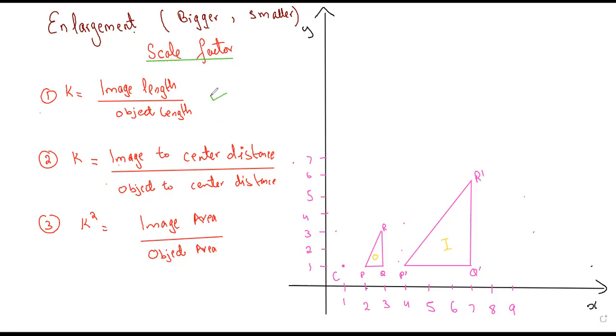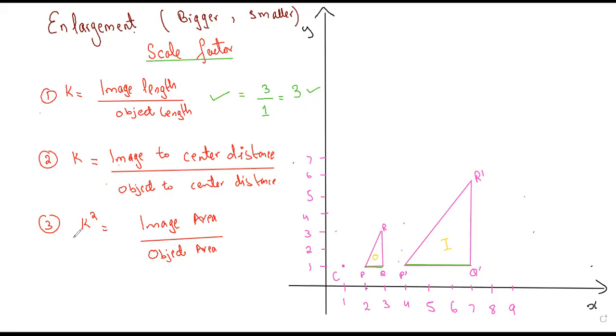Let's just use the first one. Okay. Image length divided by the object length. Now you can pick up any side of the triangle. Let's say I pick up the base. Let's say I am going to use this one. Okay. So the length of the object is 1 unit. And if I talk about the image, the same length in this case is 3 units. This means that the scale factor is 3, right?